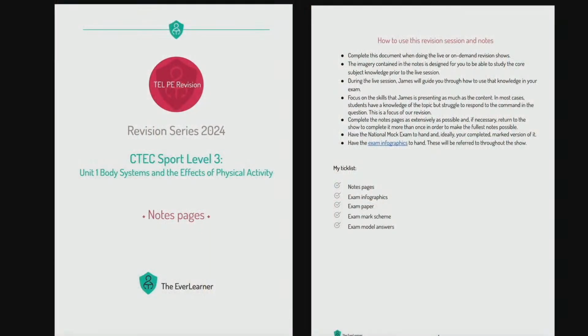Here we go. A bit of body systems and effects of physical activity. Obviously, we're here for the CTEC Sport Level 3. You guys know that, but a bit of advice I want to give you.